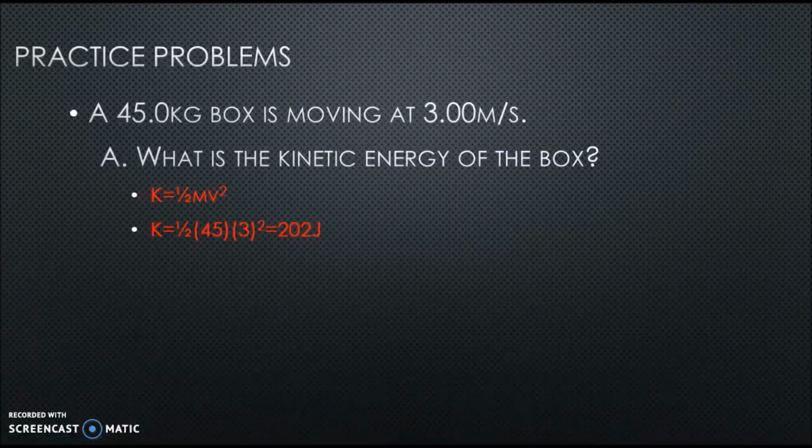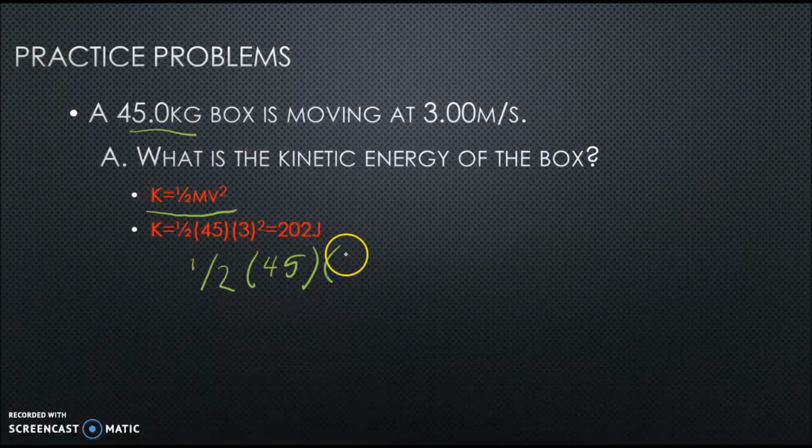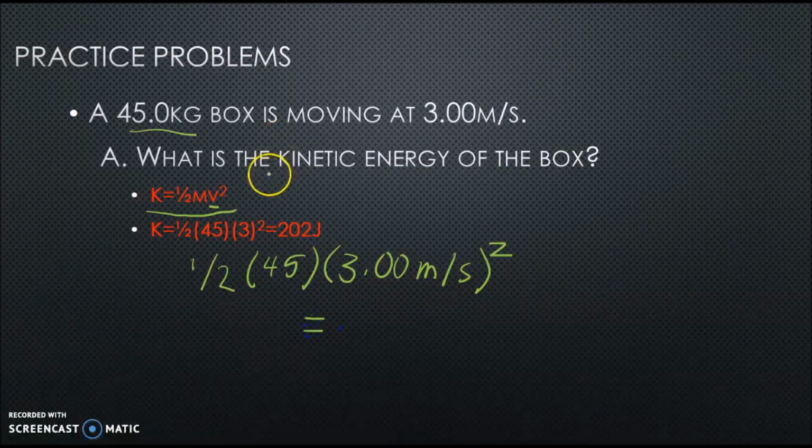All right, so for our first practice problem for kinetic energy, it states a 45 kilogram box is moving at 3.00 meters per second. It's asking what is the kinetic energy of the box. So we use our simple kinetic energy equation, plug in what we know. We have 1/2 times 45, which is the mass, which is given to us in the problem, times 3, which is the velocity, so 3.00 meters per second. We're going to square that. We put that into the calculator, and because of sig figs, we are going to get 202 joules.